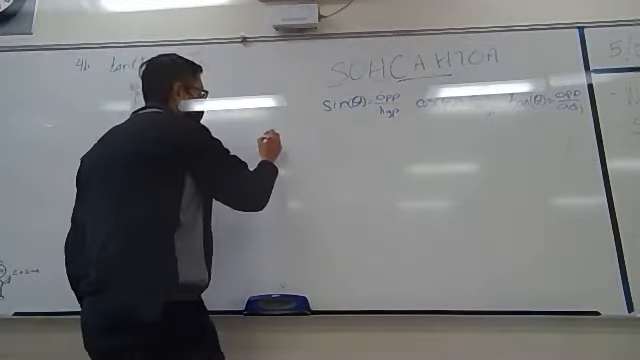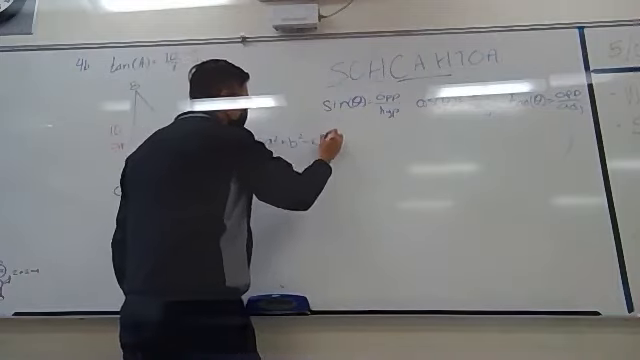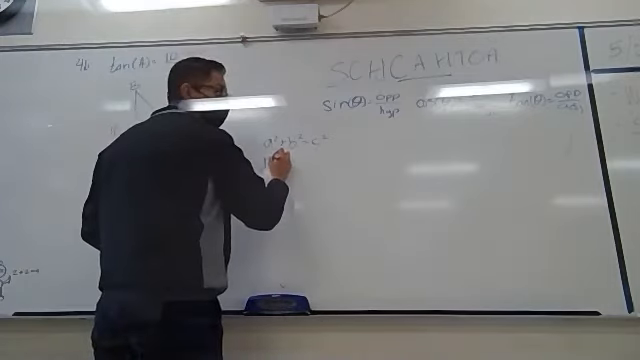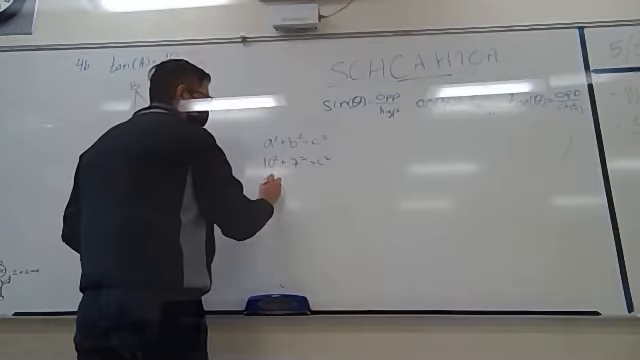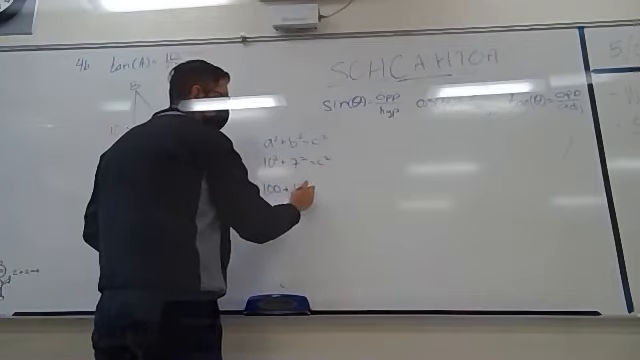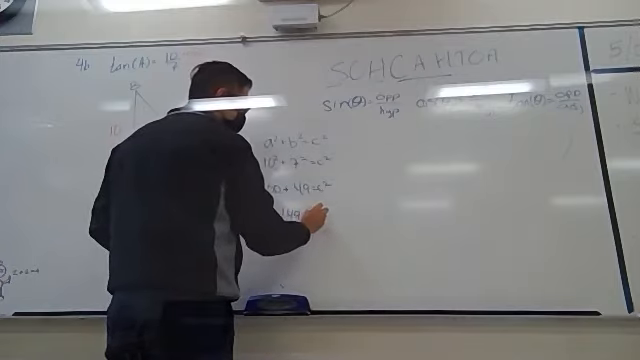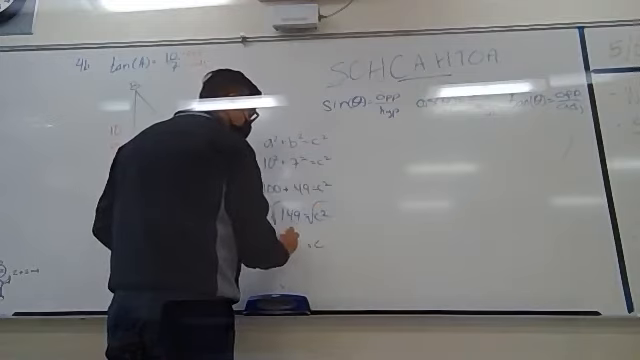Okay, so then A squared plus B squared equals C squared. C squared is only the hypotenuse. We don't know the hypotenuse in this case. This is 10 squared plus 7 squared equals C squared. 10 squared is 100. 7 squared is 49 equals C squared. This is 149 equals C squared. Take the square root of both sides, and I get that C equals the square root of 149.